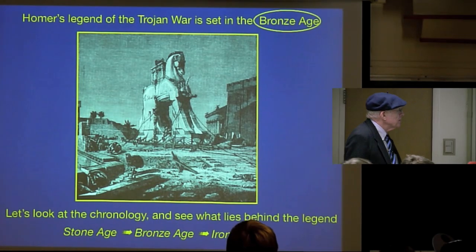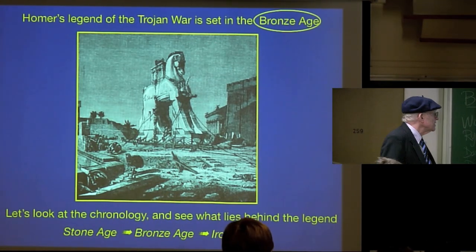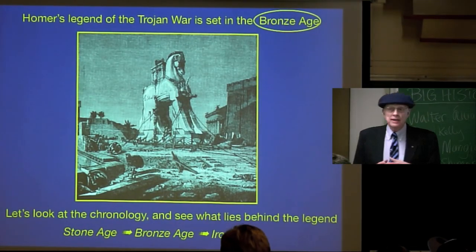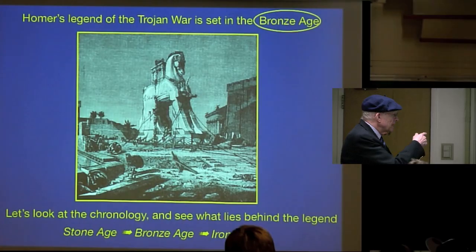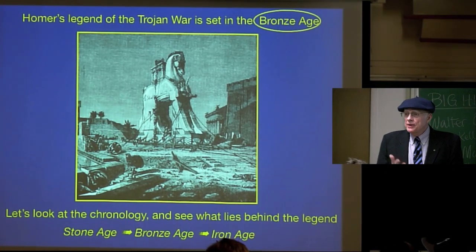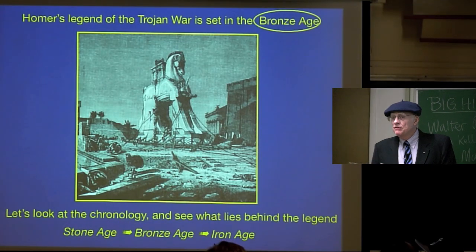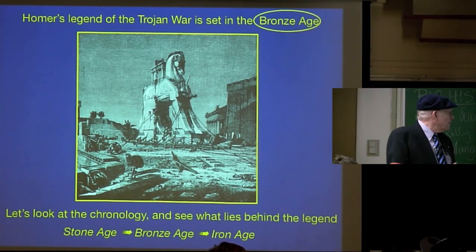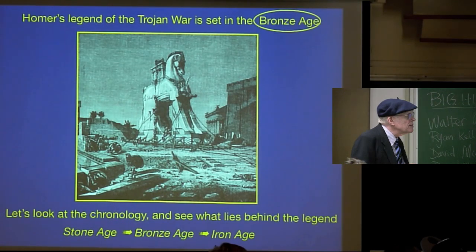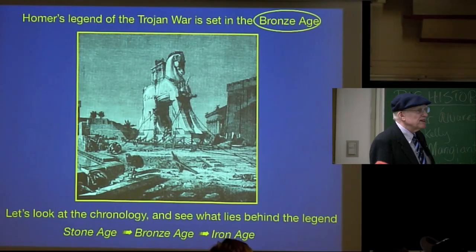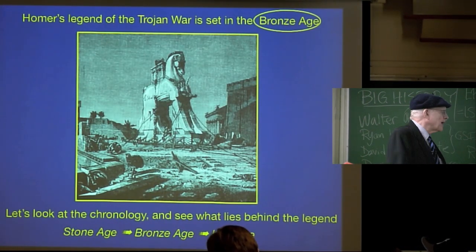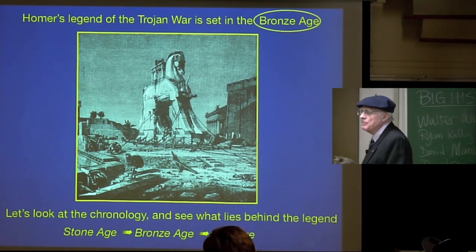So Homer's legend of the Trojan War is set in the Bronze Age, and I want to look with you at the chronology and see what lies behind the legend. If you're in the back and you can't see, at the bottom it has a little timeline there. It shows 3 major times in the history of human development, from the Stone Age, when stone tools were used, to the Bronze Age, bronze being the first really useful metal that humans learned how to use, and then finally to the Iron Age that we live in at the present time.